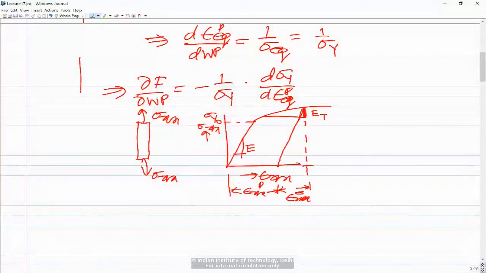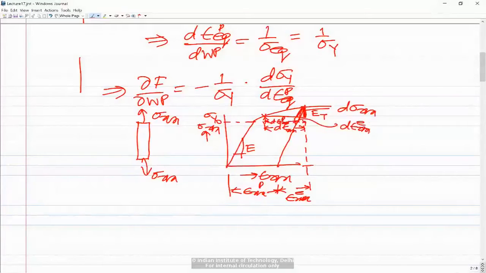If we look from this point to this point, this would be d of sigma xx, and in this you will have the total d of epsilon xx, out of which this is d of epsilon xx p, and this will be d of epsilon xx e. We have already discussed this.